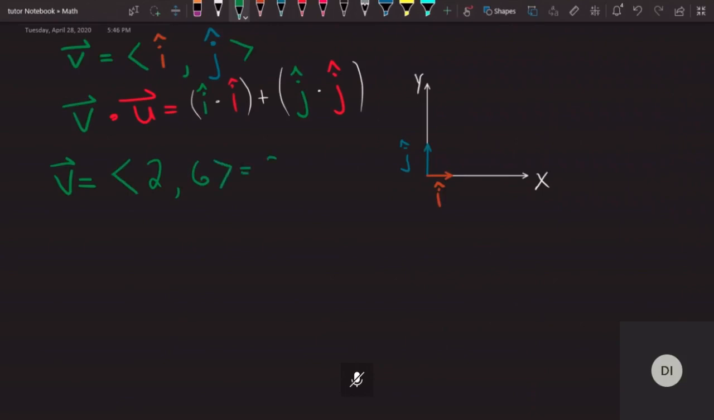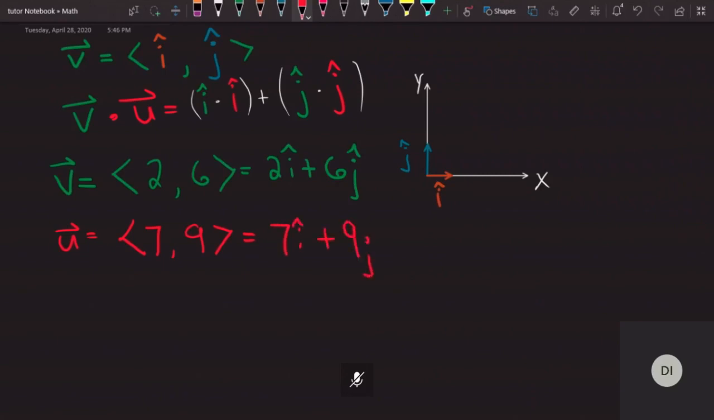We have vector v, 2, 6, which is also synonymous with 2i plus 6j. And our second vector is going to be u, and that's going to be 7, 9, which is also equal to 7i plus 9j. What we want to do is just multiply each of the elements together like we showed in the formula above to find the dot product.